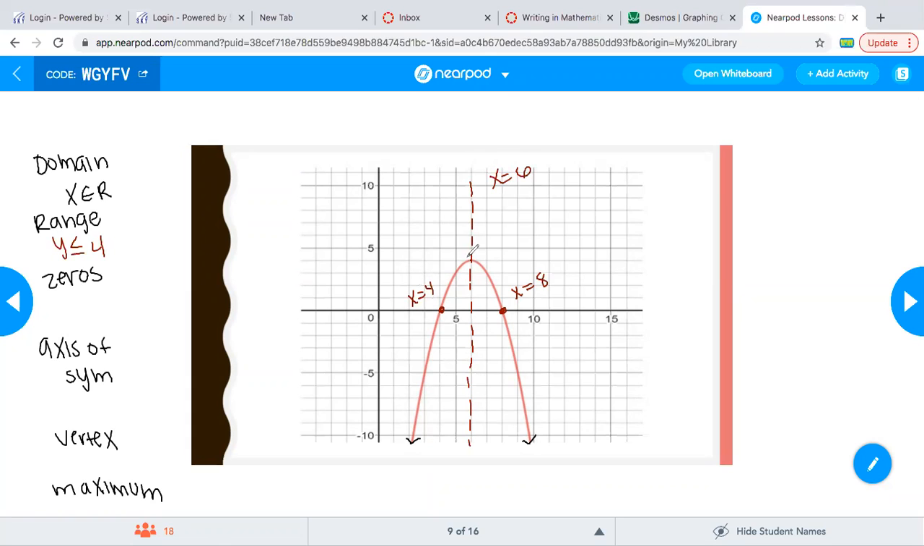What is the vertex? Give me the point. (6, 4). So the X comes first, then the Y in a point. And then that means the maximum would be Y equals 4.